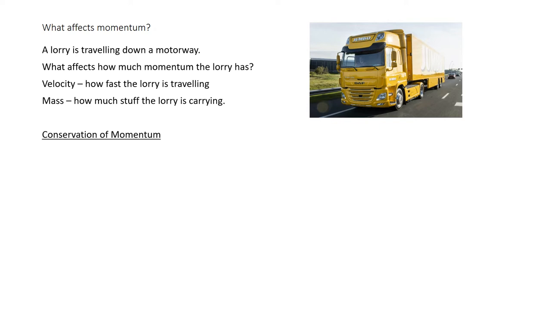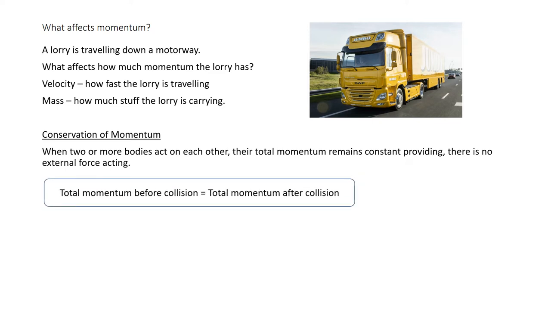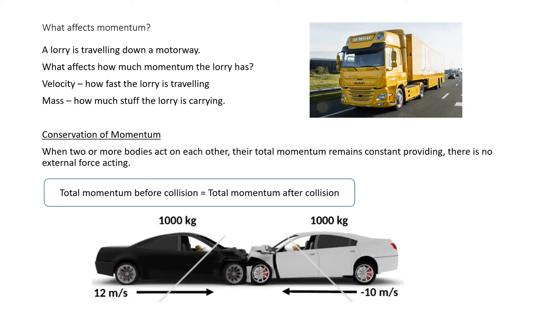And the conservation of momentum. So when two or more bodies collide with each other, their total momentum remains constant, providing there is no external force. It's a bit of a complex idea, so let's break that down. Total momentum before the collision is equal to total momentum after the collision. Okay, because remember, energy cannot be created or destroyed, it can only be transferred. Remember that principle.